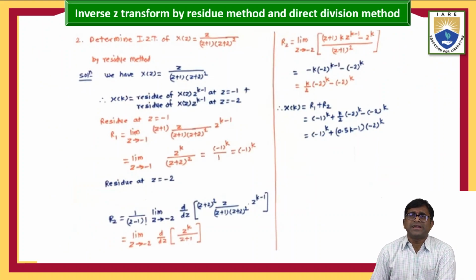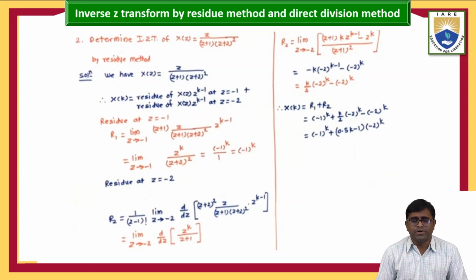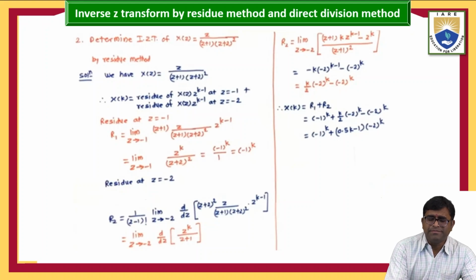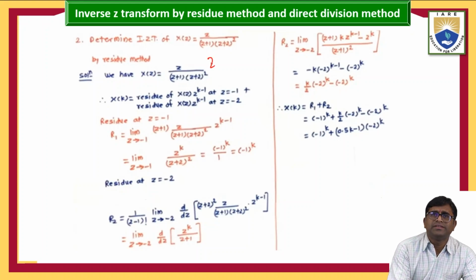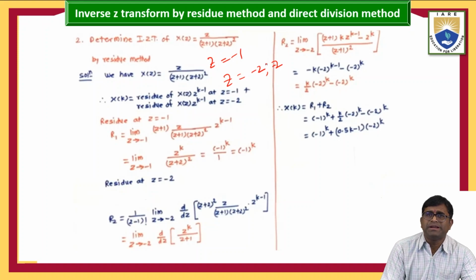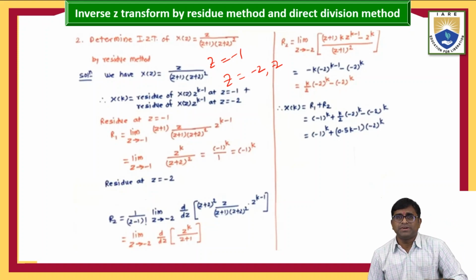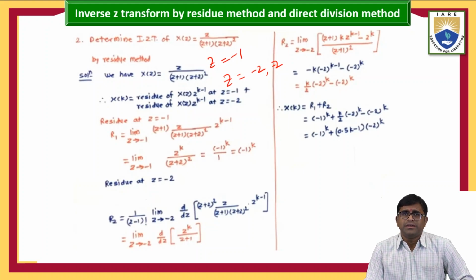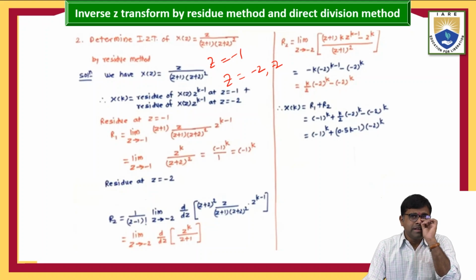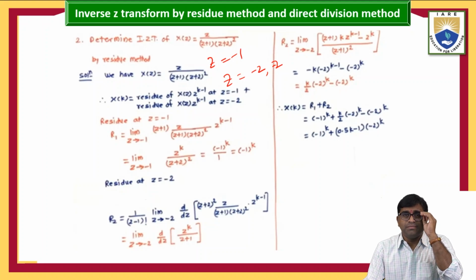Here we are getting multiple poles. First of all, identify the poles. That is, in the given function the denominator value is equal to 0. That is z equal to minus 1 is one pole, and z equal to minus 2, minus 2, repeated poles, square terms with repeated poles. So find out the first residue, residue of x of k, that is residue of X of z into z to the power of k minus 1.